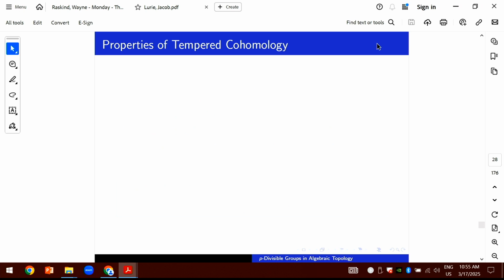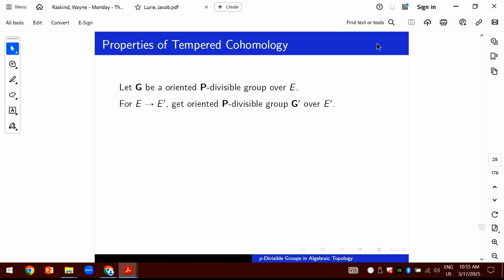But now I want to tell you about something which is not formal, not trivial. And that's the behavior of this construction as the commutative ring spectrum E changes. So let's say you have an oriented p-divisible group over E, and then you have a map from E into some other cohomology theory E prime. Well, you can extend scalars along the map from E to E prime and get a p-divisible group over E prime, which I'll denote by G prime. And then you can ask, what's the relationship between G-tempered cohomology, which is a variant of E cohomology, and G prime tempered cohomology, which is a variant of E prime cohomology?